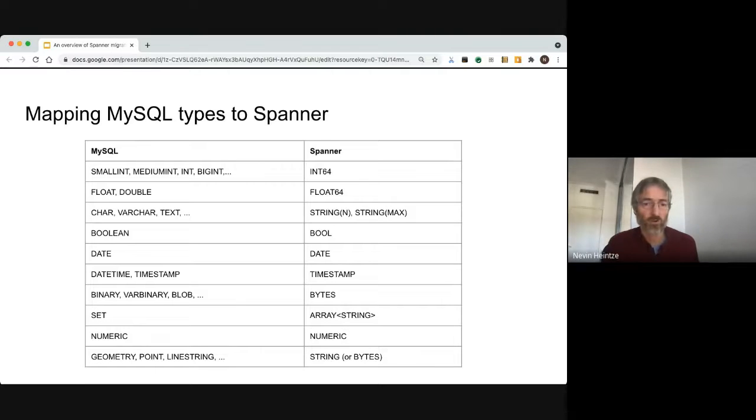There's just one float type in Spanner and there's just one string type, although it has a parameter with a length limit. Now, MySQL also has a variety of other types, such as geometry types, point, line, and so on. Spanner doesn't provide a corresponding type for these, and we usually recommend using either string or bytes here.